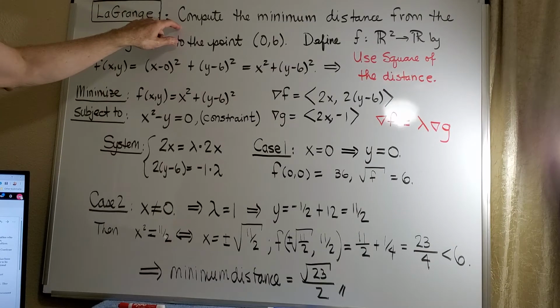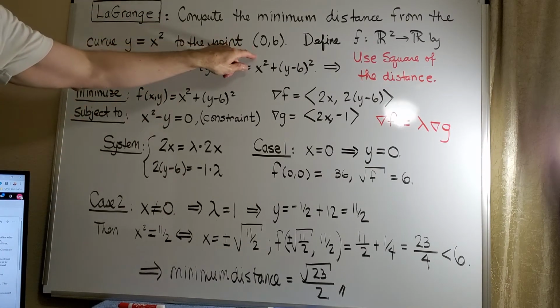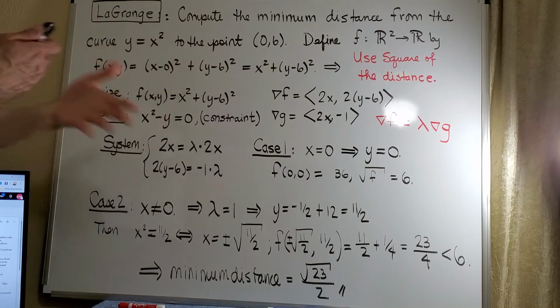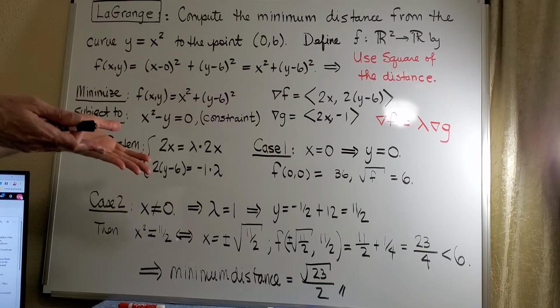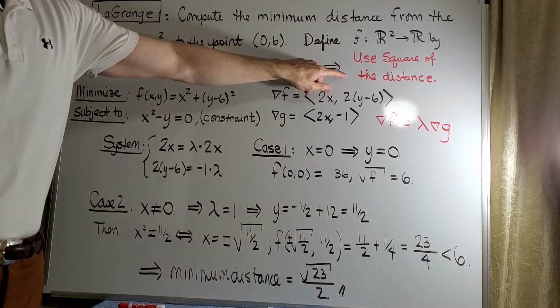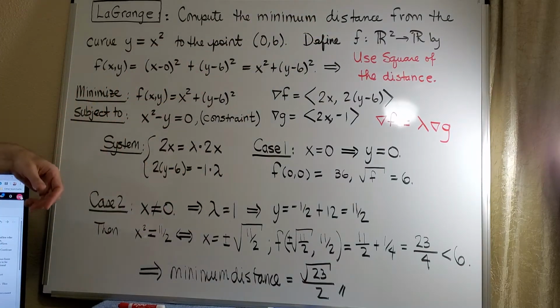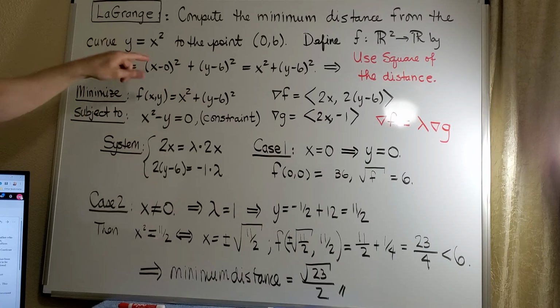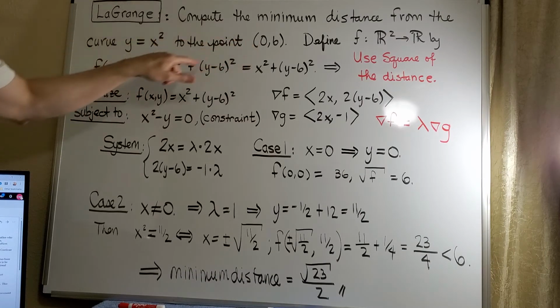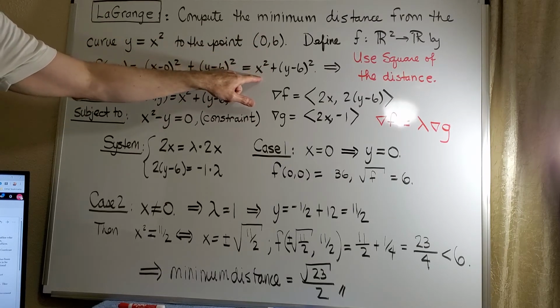So it says compute the minimum distance from the curve y equals x squared to the point (0, 6). So in essence, we need to just find Euclidean distance, which we're good at doing. And because we're lazy, we're going to work with the square of the distance. So we can define a function which gives us the square of the Euclidean distance. We'll say (x, y) is the actual critical point. And so we'll say f(x, y) equals (x minus 0) squared plus (y minus 6) squared, to give us a very simple quadratic function in x and y.